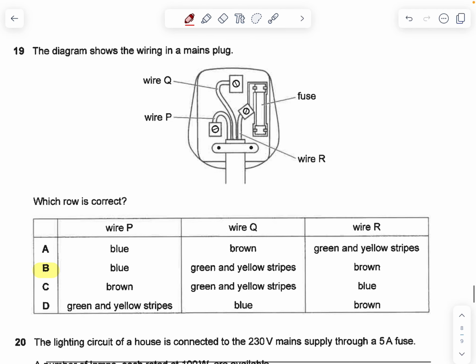Question 19. The diagram shows the wiring in the mains plug. So we have done this in class. What is connected to the fuse is the live wire. Here, Q is the earth wire. P is the neutral wire. The neutral wire is blue. The earth wire is green with yellow stripes. The live wire is brown.